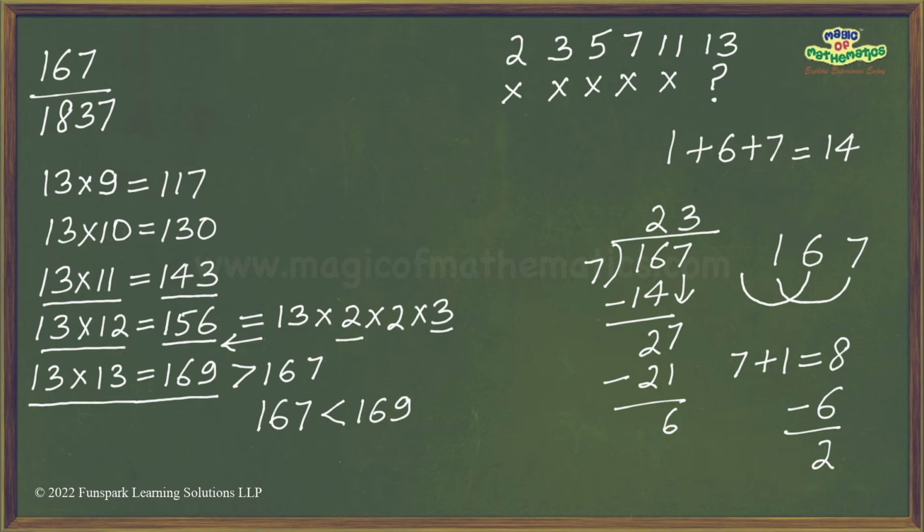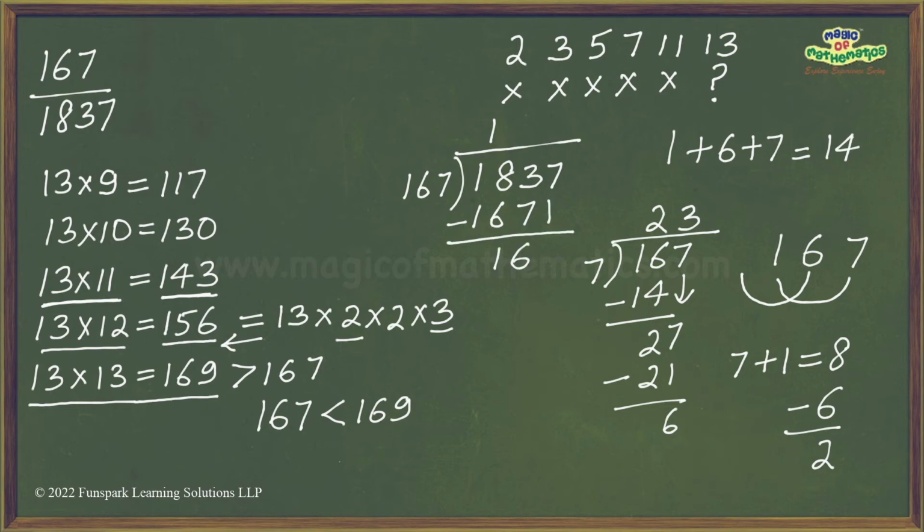Let us do that. 1837 divided by 167. 167 times 1 gives me 167. 183 minus 167 gives me 16. I bring down the 7. 167 times 1 gives me 167. 167 minus 167 gives me 0. There is no remainder, and hence 1837 is divisible by 167. Hence 167 is a common factor between the numerator and denominator.